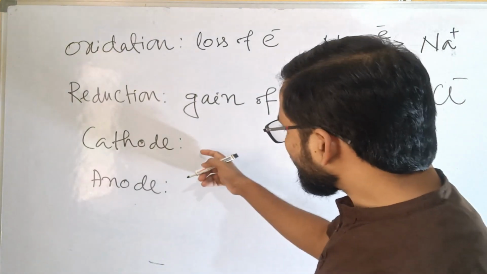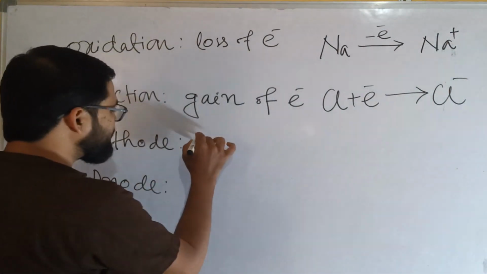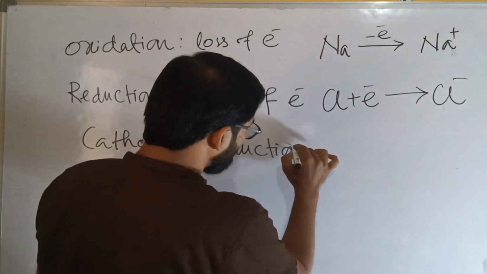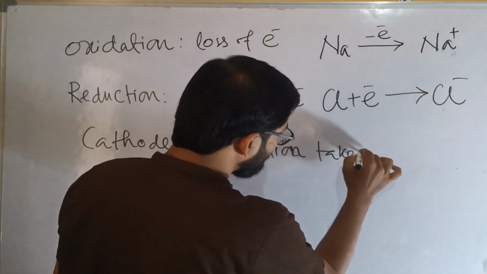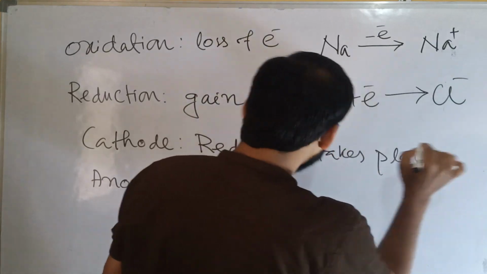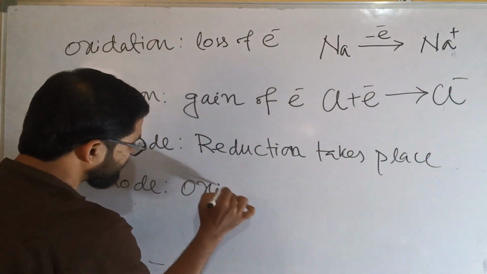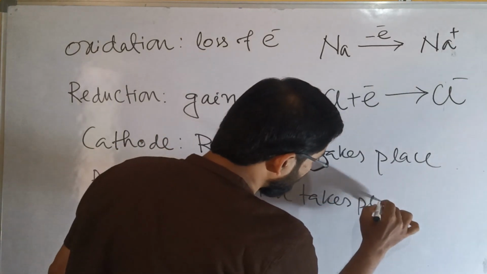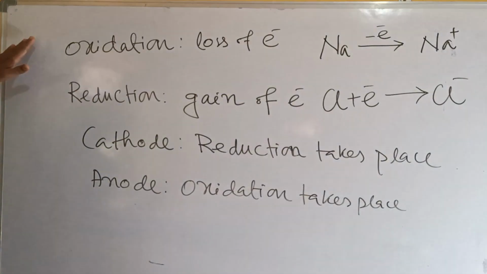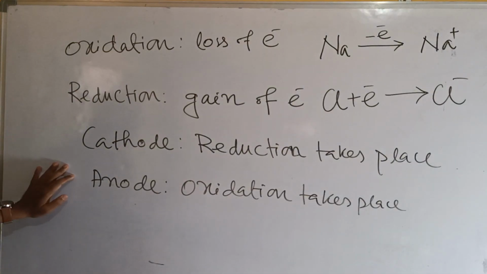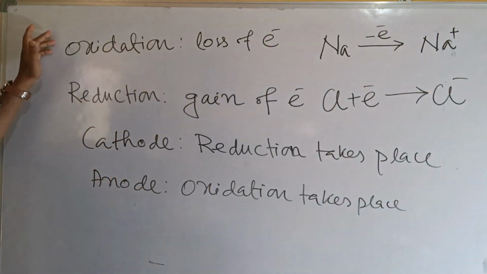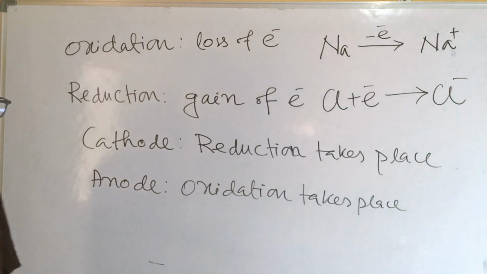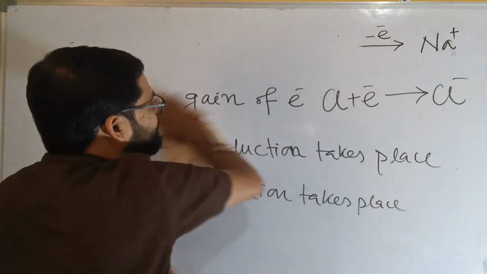In the case of the cathode, reduction always takes place. In the case of the anode, oxidation takes place. So these things, oxidation, reduction, cathode, anode, are the terms we use in the case of the galvanic cell. Okay, so let's start with the galvanic cell.